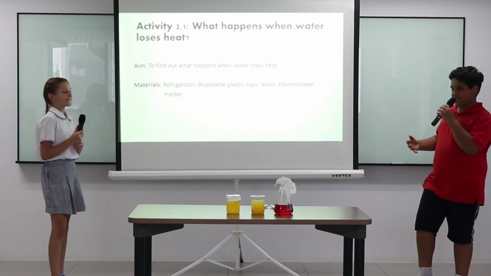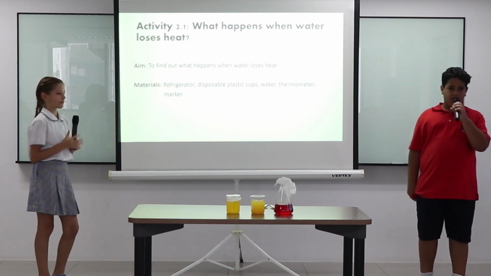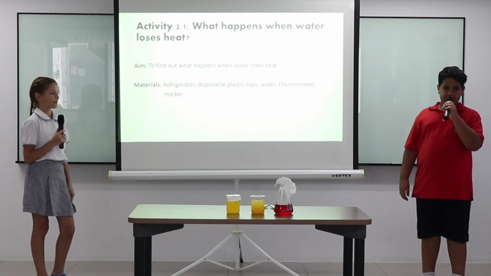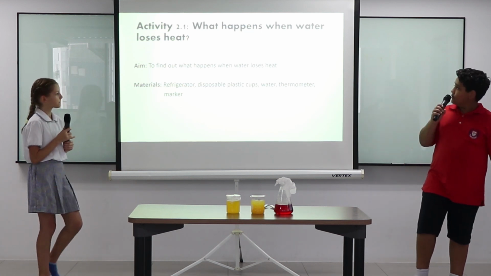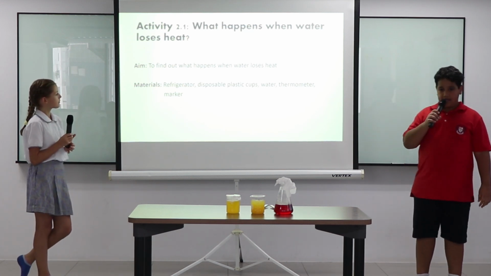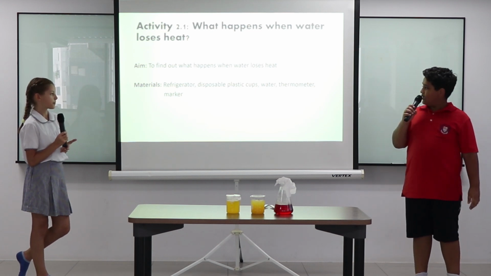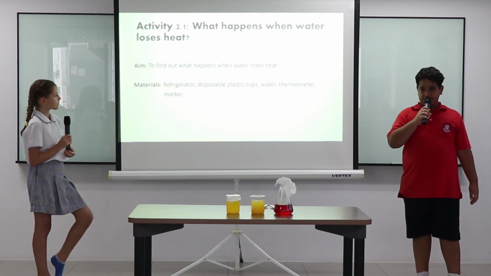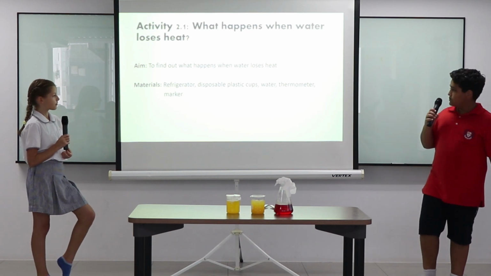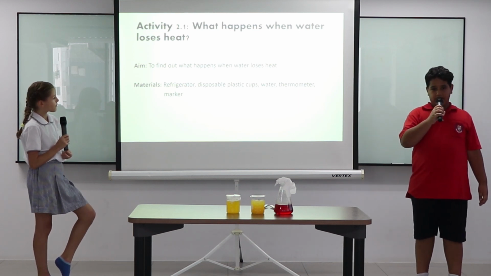Activity 1. This activity is very easy because you always observe it at home. What happens when water loses heat? Our aim is to find out what happens when water loses heat. Materials: refrigerator, disposable cups, water, thermometer, and marker.